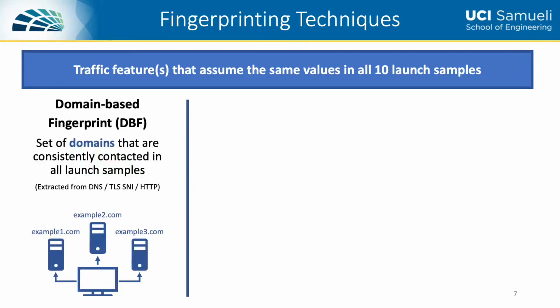We refer to the fingerprints extracted by the first technique as domain-based fingerprints, or DBFs for short. And a DBF is essentially the set of domains that are consistently contacted at app launch time, as extracted from DNS, TLS-SNI, or HTTP.